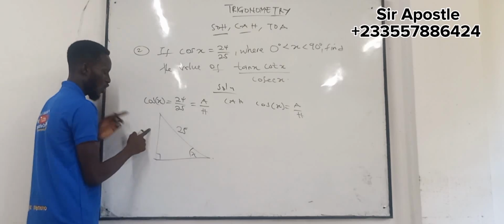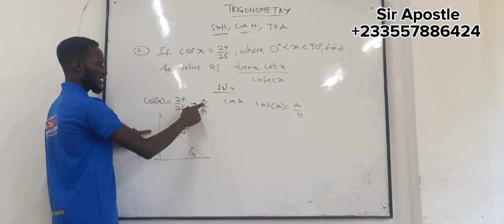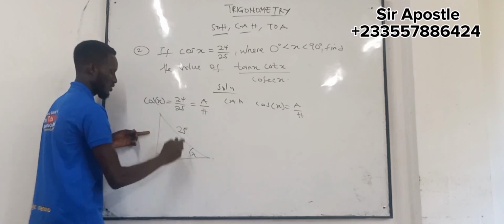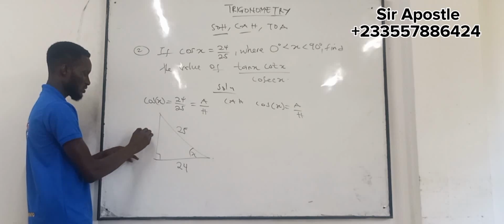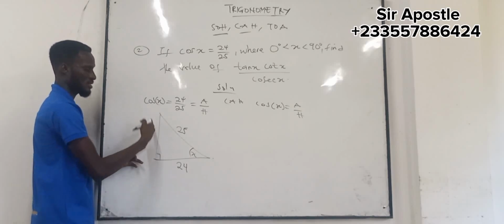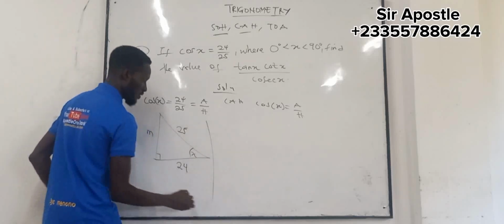So this side will be opposite. Here will be opposite. But the adjacent was given to be 24. So here will be the adjacent, 24. Now I'm going to use a letter to represent the opposite. Then we solve for the opposite. How are you going to solve the opposite?